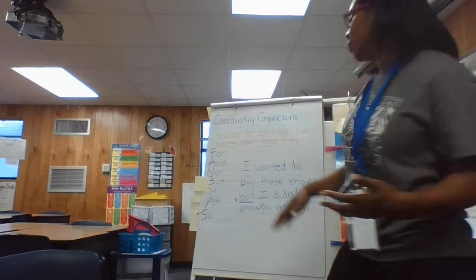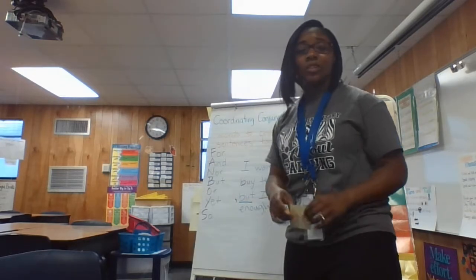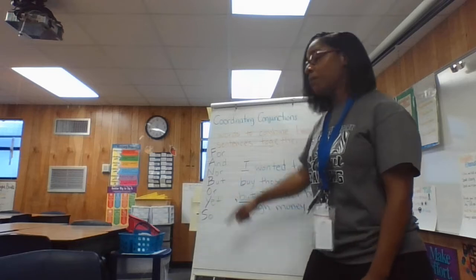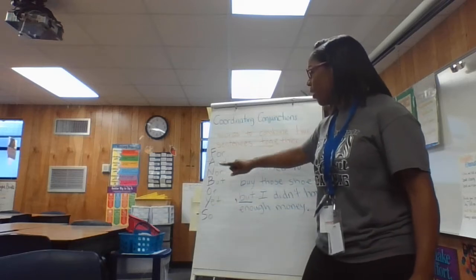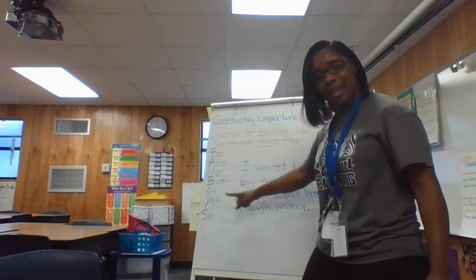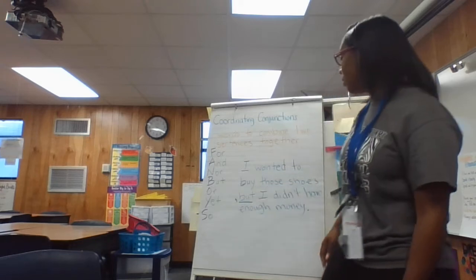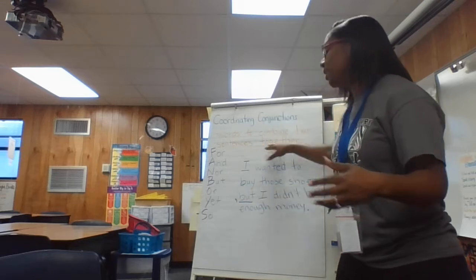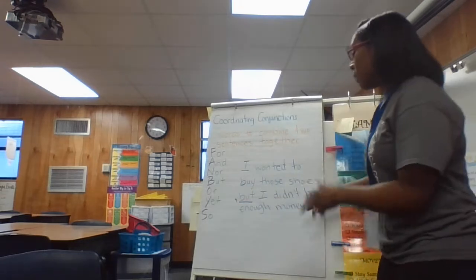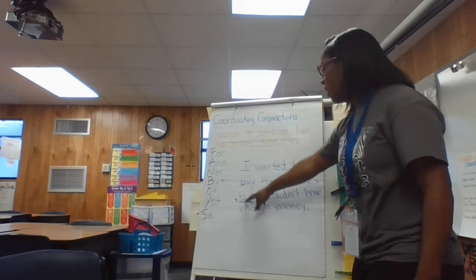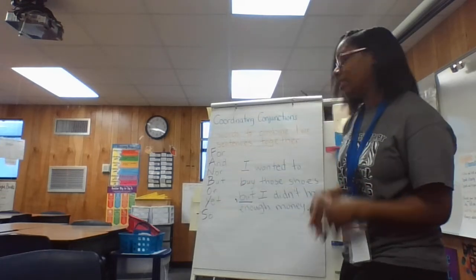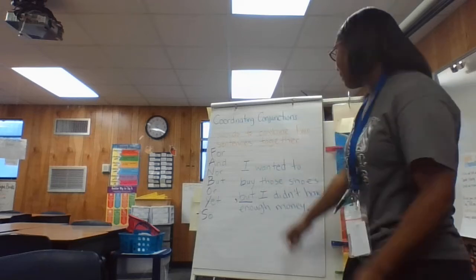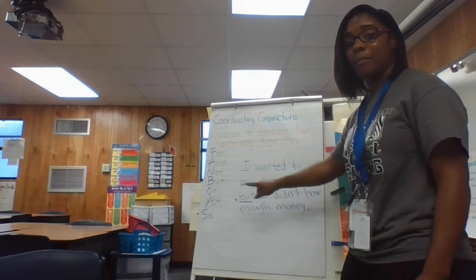We have conjunctions. We've talked about coordinating conjunctions and the way that we remember those. We say fanboys. The fanboys are for, and, nor, but, or, yet, so. Try to remember those, okay? Now, coordinating conjunctions, they combine 2 sentences together, okay? But don't forget your comma. You use a comma and a fanboy to join 2 sentences together. I wanted to buy those shoes, but I didn't have enough money. Comma and fanboy.